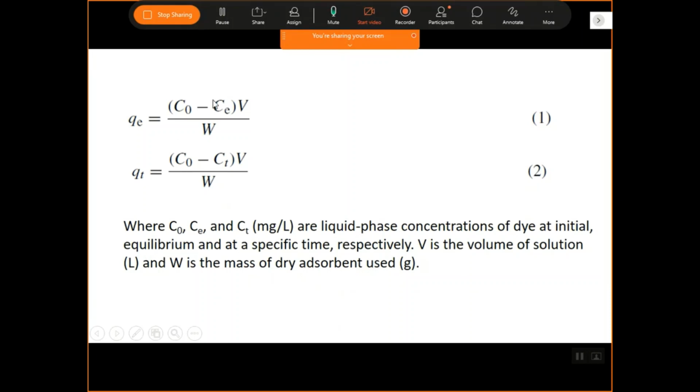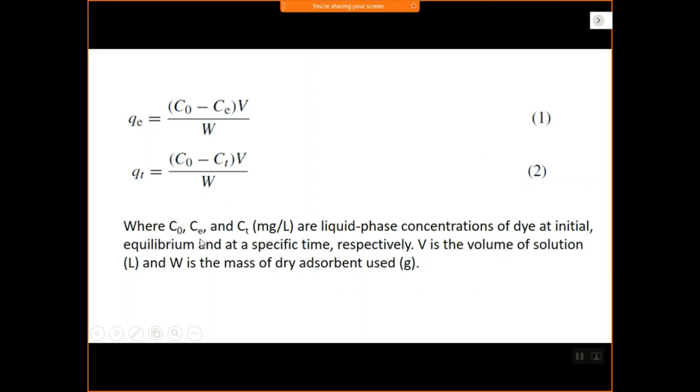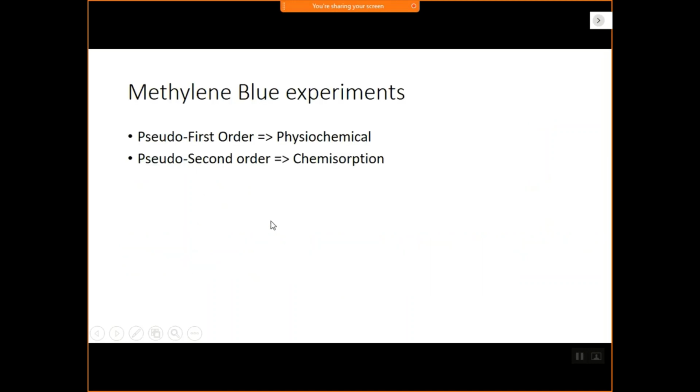So that's the concentration that you would measure. After 48 hours, you put it in your spectrophotometer with your calibration curve, and you would have your concentration come off of your spectrophotometer. And then at a specific time, they have CT. So they're going to be plotting a lot with QT and QE. So this is where the equations come from. V is the volume of solution they used, and W is the mass of the dry adsorbent that they used. So that's where these equations came from.